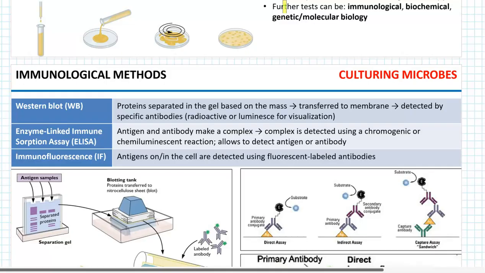So immunological methods are based on the interactions between an antigen and an antibody.